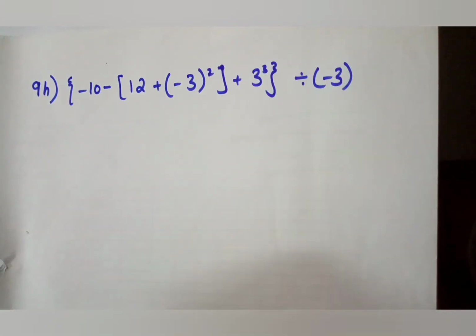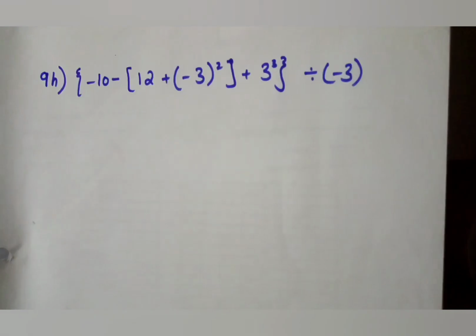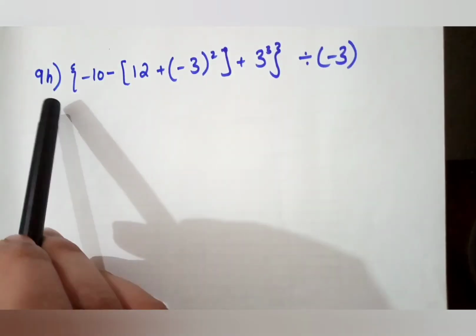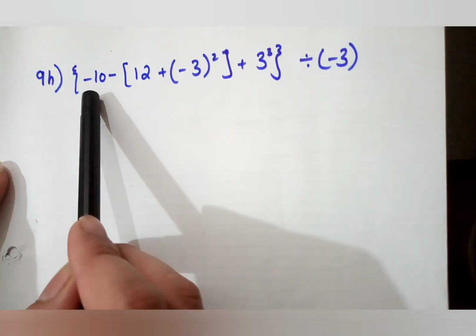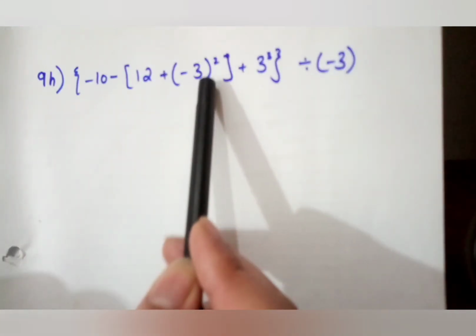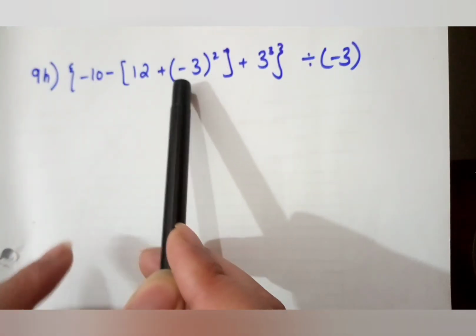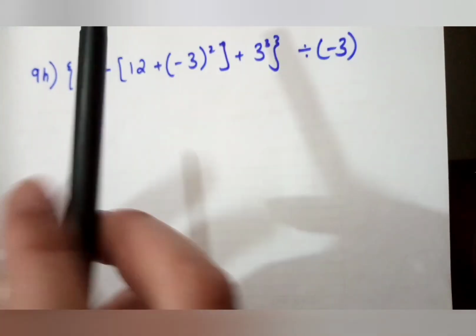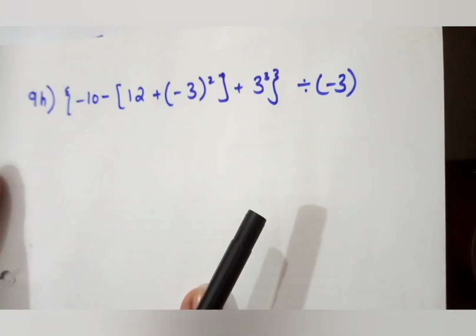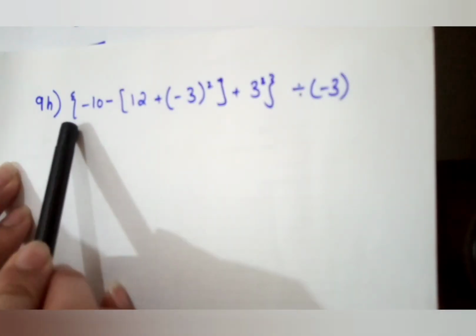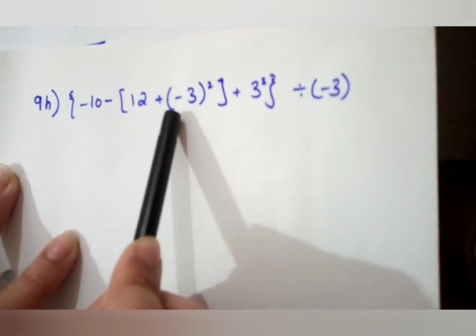Now students, we will do question number 9, that is find the value of each of the following. Part H, that is again your assignment question. So in part H we have the curly bracket minus 10 minus square bracket 12 plus minus 3 bracket close square. This square power is on minus 3. Then bracket close plus 3 cube and so on. If you observe this question, we have 3 brackets in this question. First is this, second is this, and third one is this.